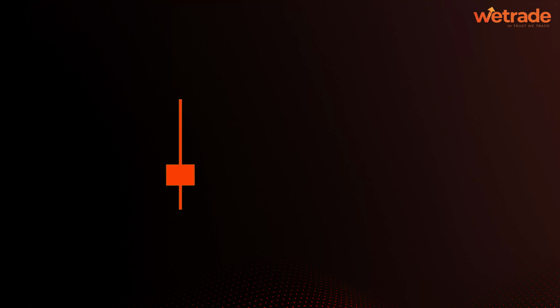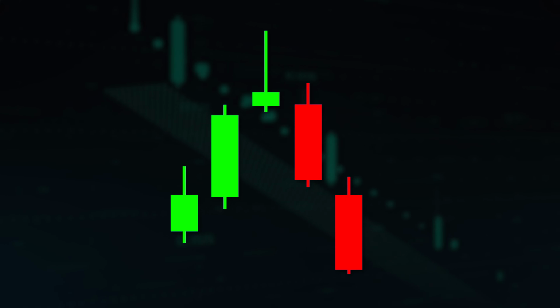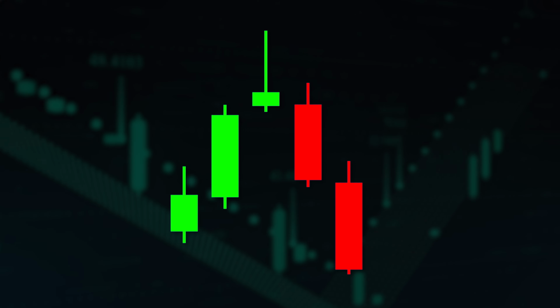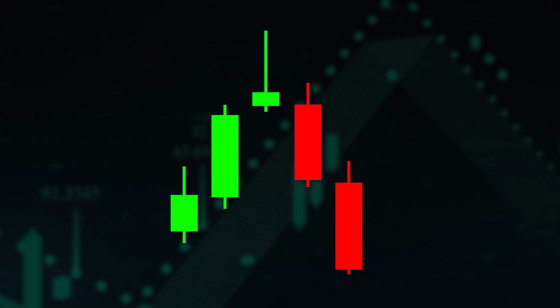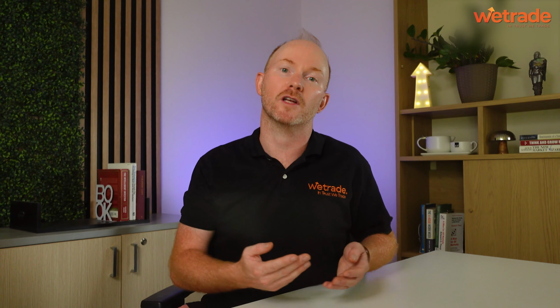A shooting star is basically the opposite of a hammer. It looks more like an upside down hammer than a shooting star. The short body is at the bottom and the long wick is at the top. It's a bearish reversal pattern, so it happens at the end of an uptrend. Remember, bears are the sellers. A bearish reversal pattern helps you call the top of a market. So for this one, I place my sell order underneath the low of the pattern and my stop loss above the high.